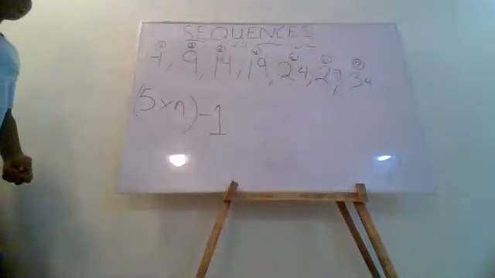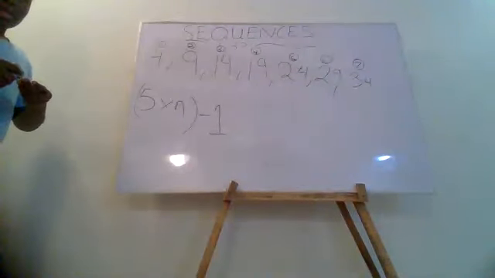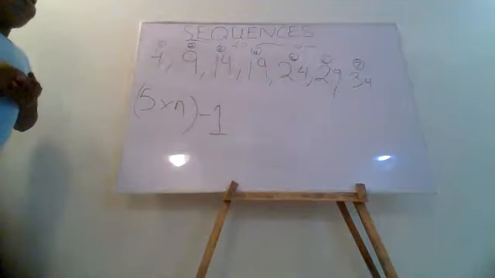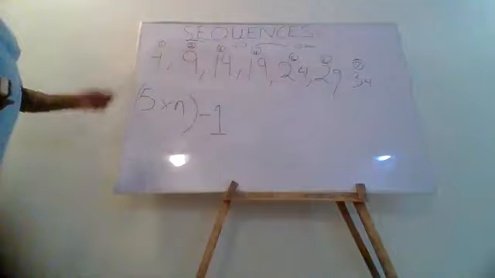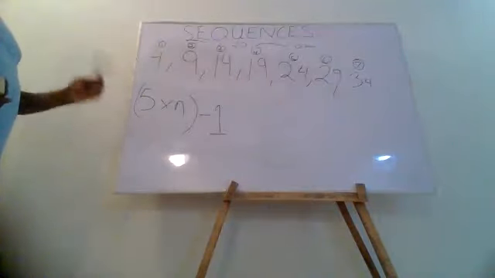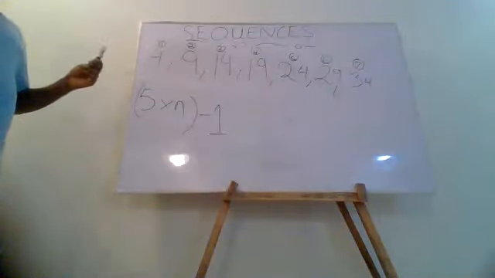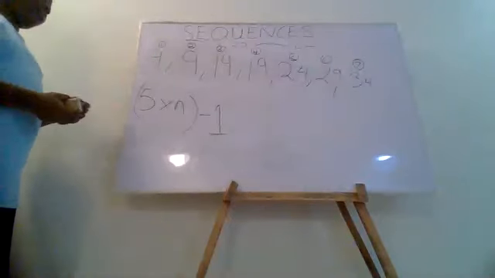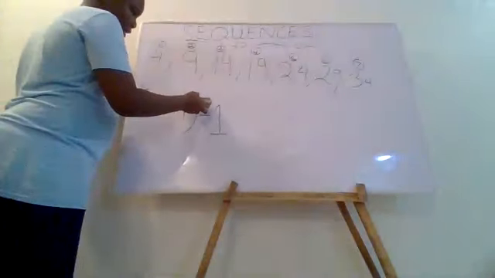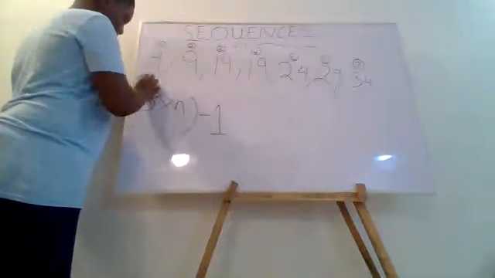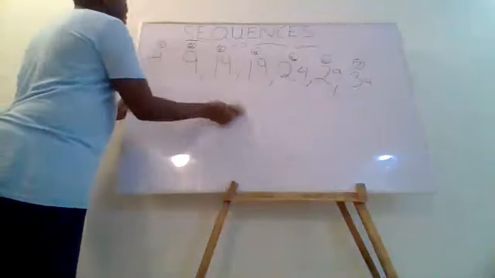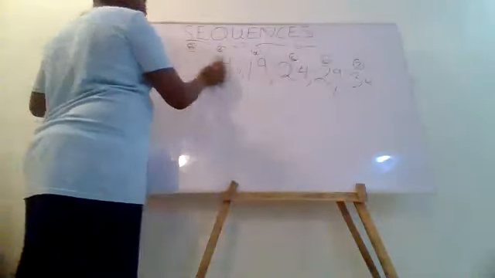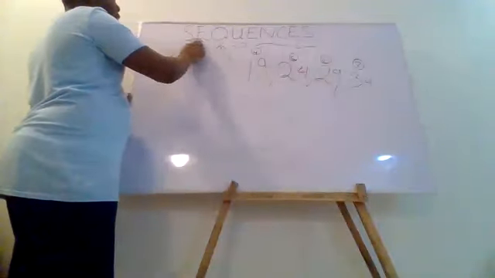So you see, finding the position to term rule is so easy and not so stressful. So if you are stuck in an exam, just remember this. We multiply our term to term rule by the position of a number, and if it doesn't reach, we know what to do. Either we subtract or add. So now, our last example on this, then we move on to our Fibonacci code.